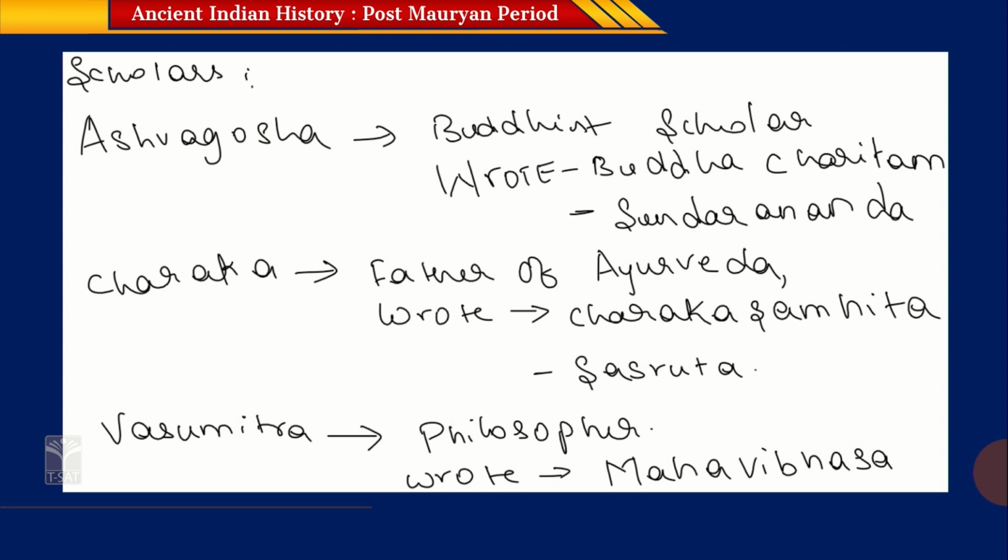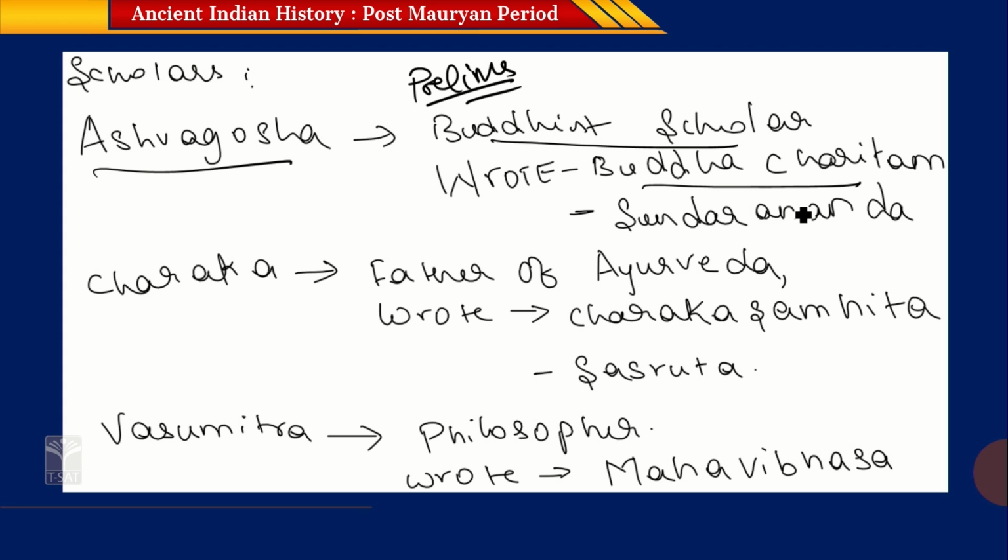Some of the important Kushana scholars who were in the court of Kanishka were Ashwaghosha, very important for your prelims. It does come in match the following questions. Ashwaghosha was a Buddhist scholar who wrote Buddhacharitam and Saundaranandam. Charaka, the father of Ayurveda, wrote the Charaka Samhita.